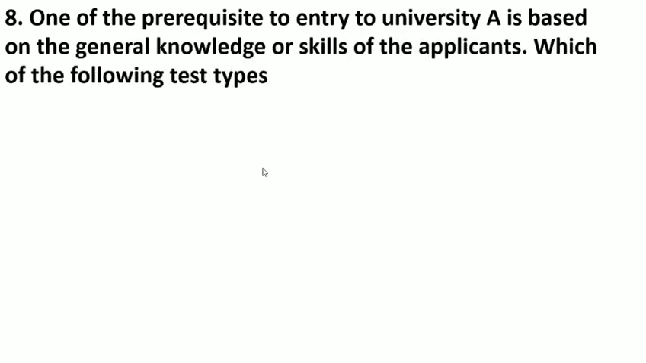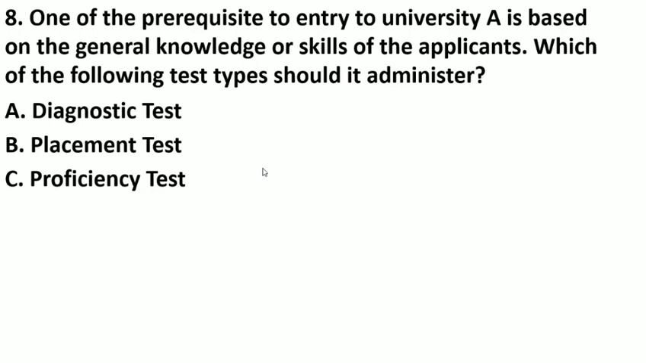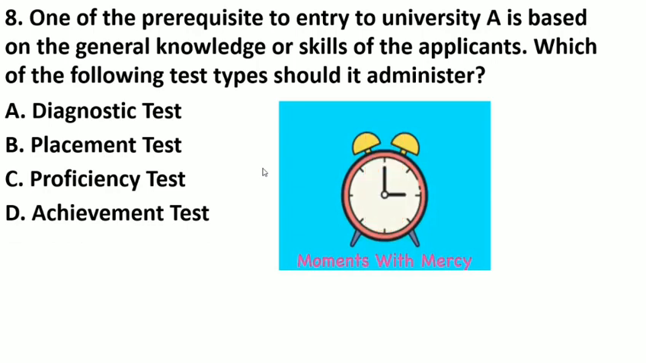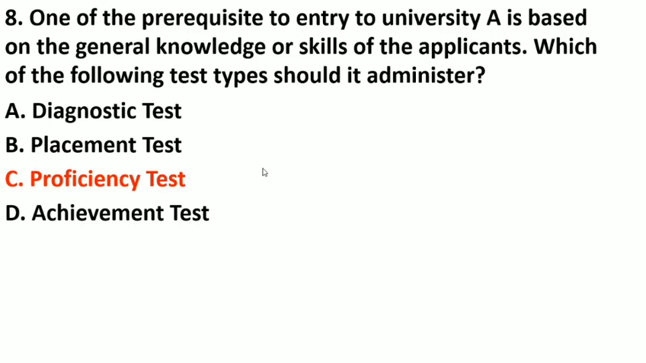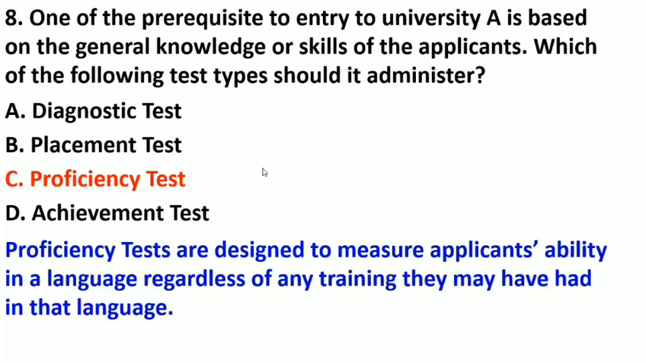Number 8. One of the prerequisites to entry to University A is based on the general knowledge or skills of the applicants. Which of the following test types should it administer? A. Diagnostic test, B. Placement test, C. Proficiency test, and D. Achievement test. The correct answer here is option C. Proficiency test. Proficiency tests are designed to measure applicants' ability in a language regardless of any training they may have had in that language.